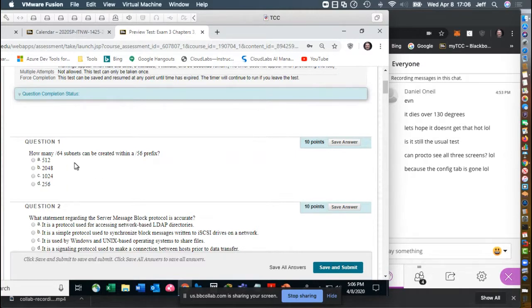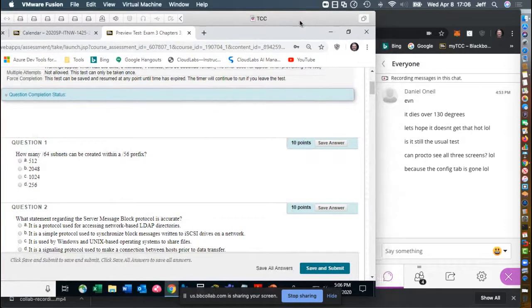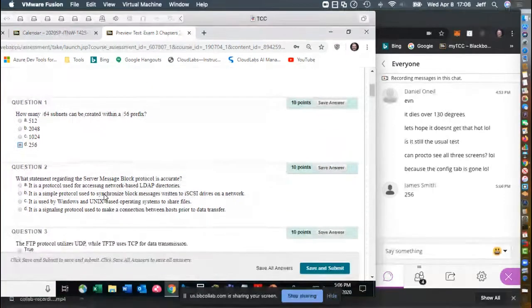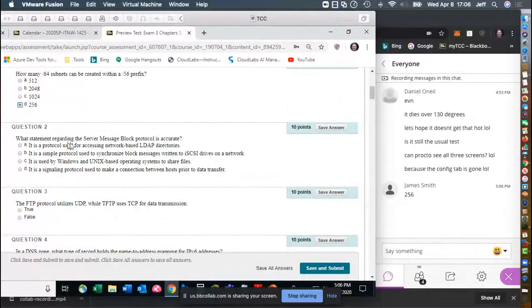So we'll go in here, and so how many /64 subnets can be created with a /56 prefix? And of course, we're talking with IPv6 in this instance, right? Because we're talking with prefixes, and we're talking /64s and 56, which you can't have with 32 bits. 256, absolutely, right.